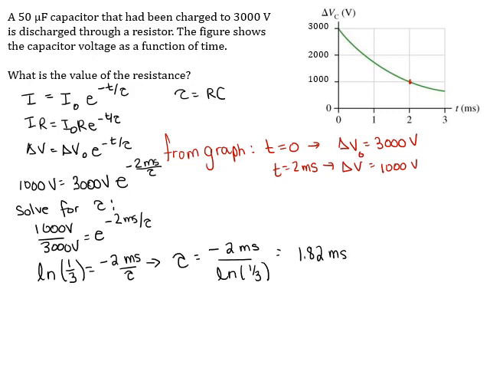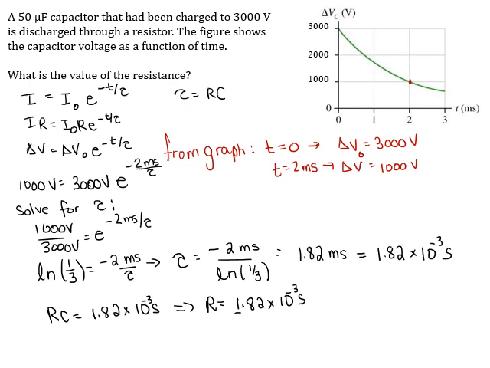We remember that tau is our time constant. That's R times C, so maybe it would be a good idea to convert that to seconds after all. So 1.82 times 10 to the minus 3 seconds. So R times C equals 1.82 times 10 to the minus 3 seconds. We know our C, so to find our R, it's equal to 1.82 times 10 to the minus 3 seconds divided by our capacitance C, which is 50 times 10 to the minus 6 farads. Put that through the calculator, we get 24.3 ohms.